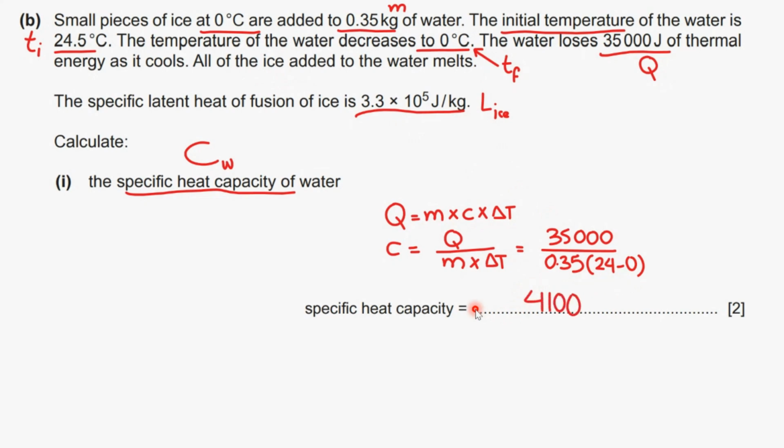So the specific heat capacity is 4,100, and the unit is the big issue. Students sometimes forget the unit. Do not panic. Q, which is energy, is measured in joule, so write joule divided by the mass in kilogram and times the degree Celsius. Please do not forget the degree Celsius. This question has 2 marks: 1 mark for the clear substitution, and 1 for the final answer with the unit.